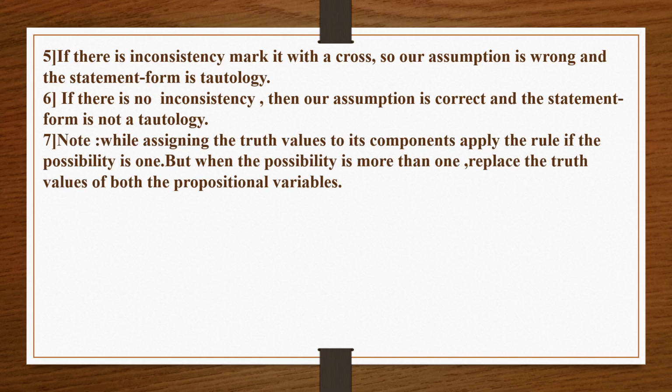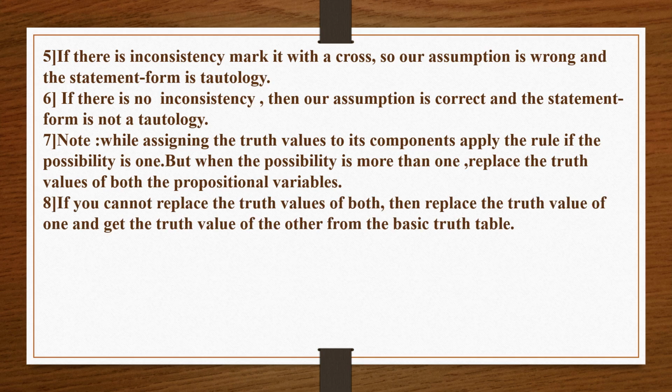Note, while assigning the truth values to its components, apply the rule if the possibility is 1. But when the possibility is more than 1, then replace the truth values of both the propositional variables. If you cannot replace the truth values of both the propositional variables, then replace the truth value of the one propositional variable which you know, and get the truth value of the other propositional variable from the basic truth table.